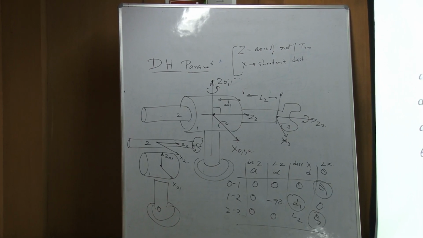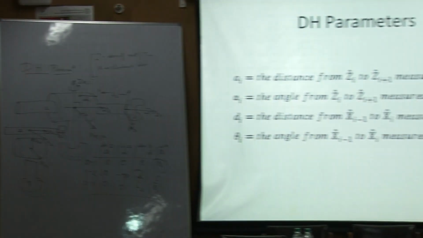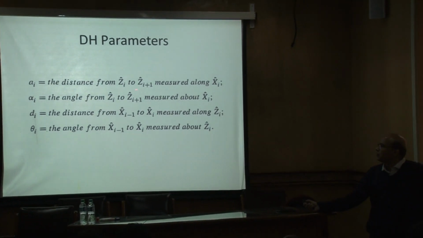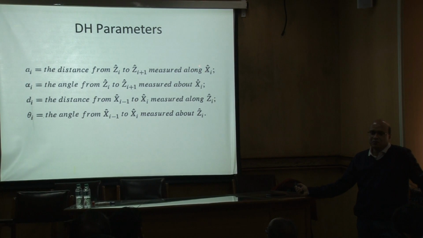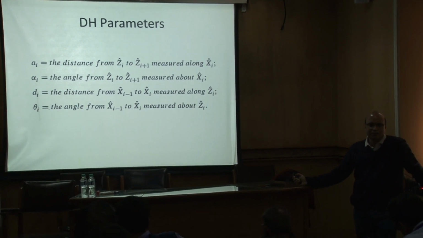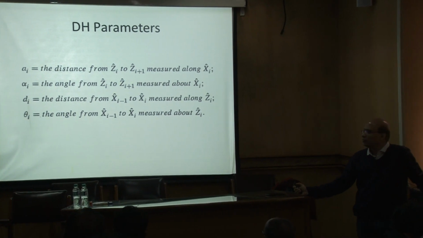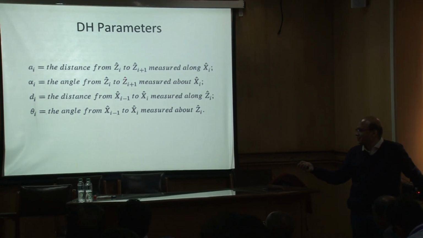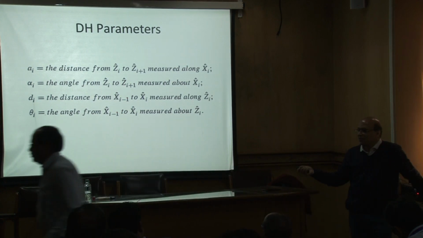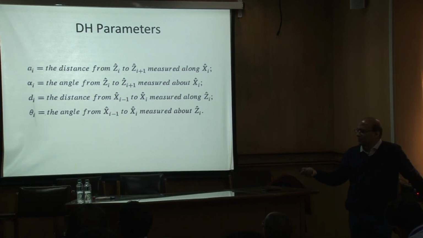So DH parameters textbook says it like this. That A is the distance between Zi minus 1 to Zi measured along x. But all you need to remember is the distance between Z-axis along x-axis. No need of putting subscripts. So if you just remember it like this, distance between Z, angle between Z, distance between x, angle between x, and when we're writing the table, we can write it like that. Then there is no confusion anywhere.